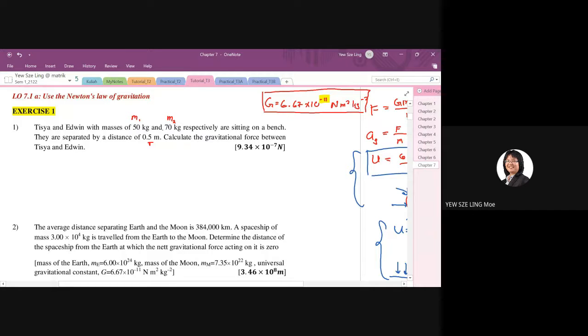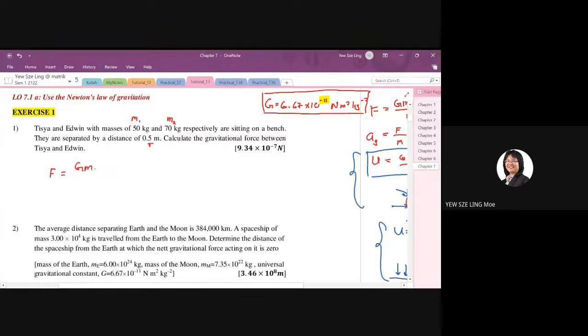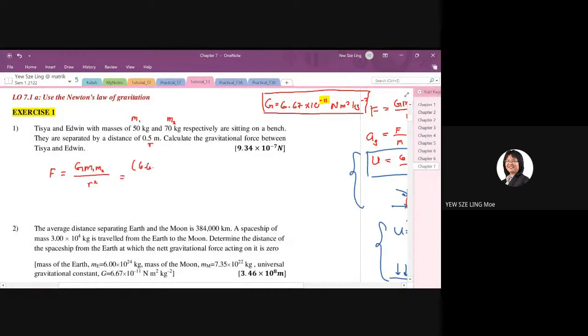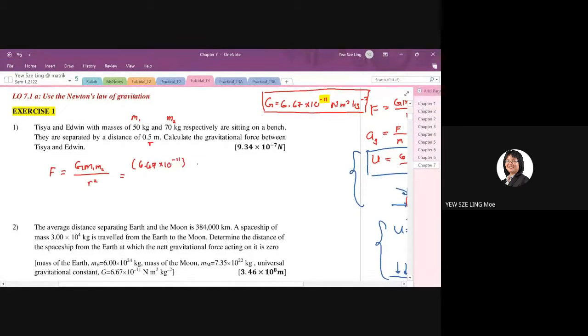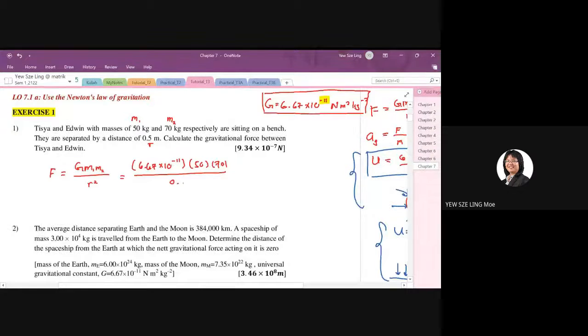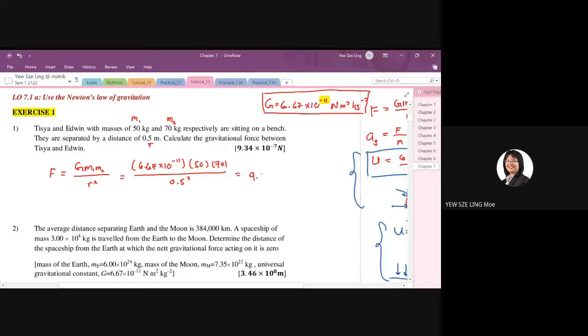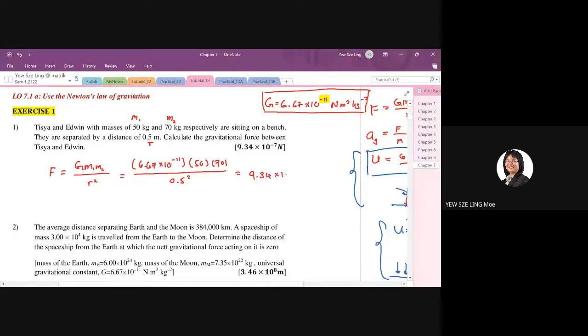So now I have M1, M2, and R. I want to calculate force. So F equals G M1 M2 over R squared. You plug in the values: 6.67 times 10 to the power of negative 11, times 50 kg, times 70 kg, divided by 0.5 squared. You press your calculator, you will get 9.34 times 10 to the power of negative 7.